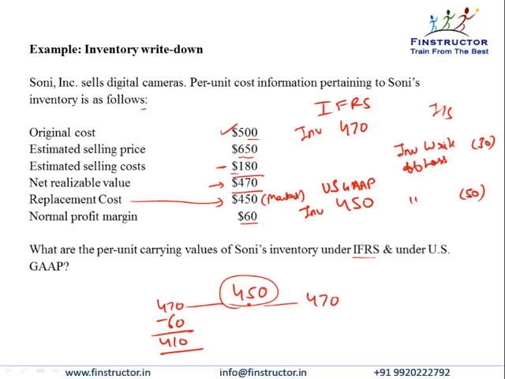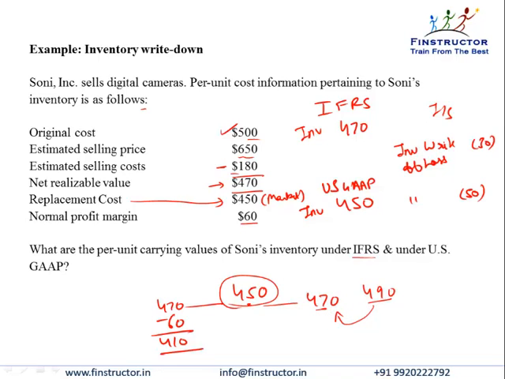Please note the significance of the NRV. In case the replacement cost was not 450, let's say it was a value of 490. In that case, US GAAP would mandate that I still write down my inventory to a value of 470. So even though replacing it today costs 490, what I can realize from selling the inventory is only 470. Hence, it should be written down at least to the NRV.